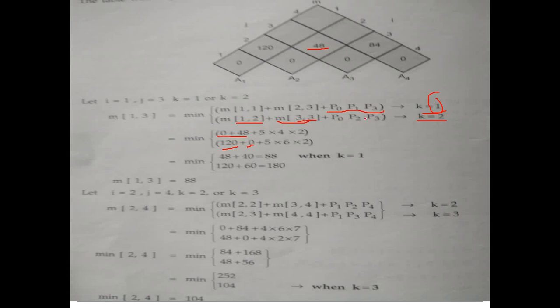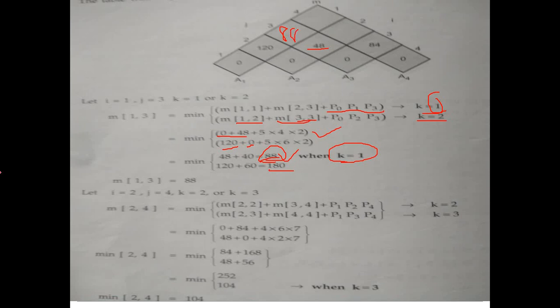After it P0, P2 and P3. So P0 is 5, P2 is 6 and P3 is 2. So after getting the result, we can say that the minimum from both ways, our first way, is 88, in case of k is 1. Okay, so we will get 88 as our final result. So this is the result of 1, 3, so we will put our 88 here.